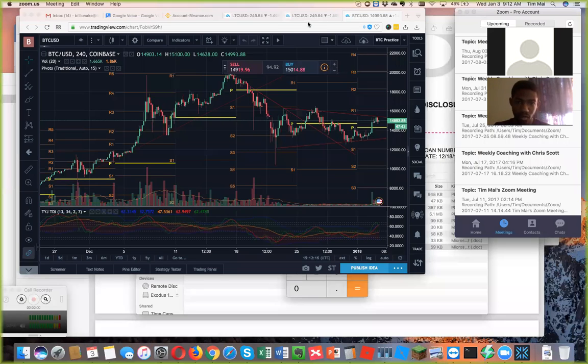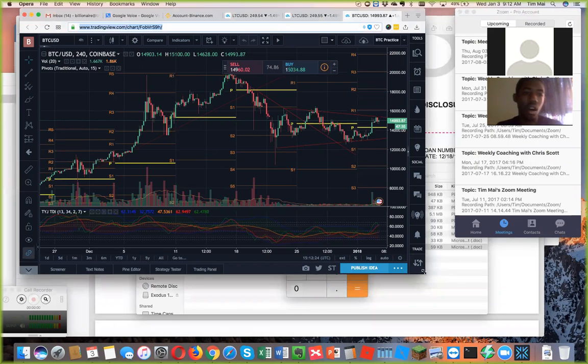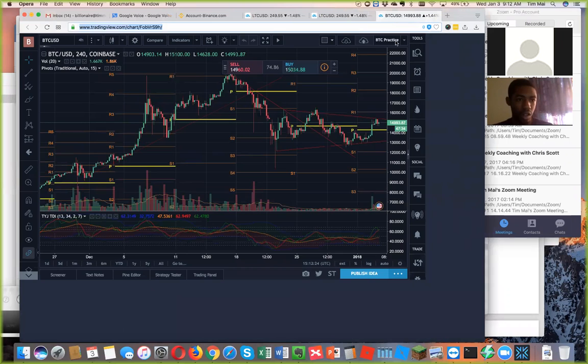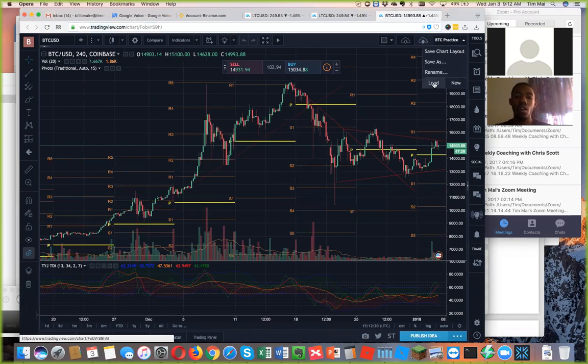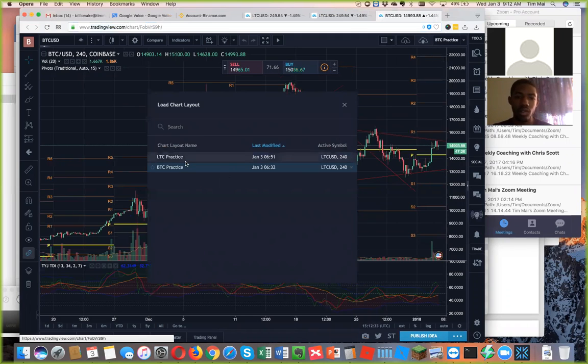Let me show you my screen. Share screen so you can see what I'm seeing. Okay, you able to see my screen? Yeah, I can see it. Right here on this top area, if I go to load, it will show my charts that I saved. Oh, okay, so you saved them as layouts. That makes sense.